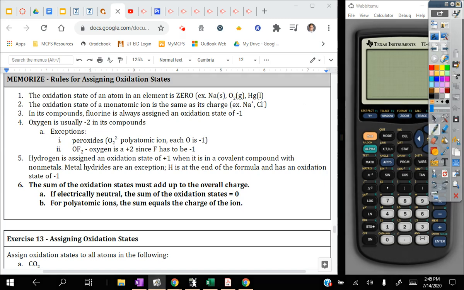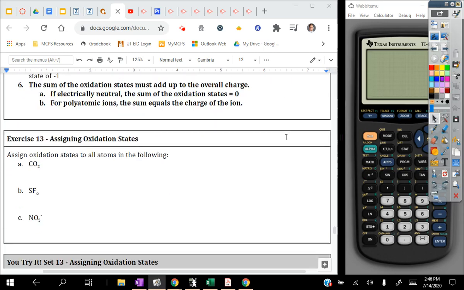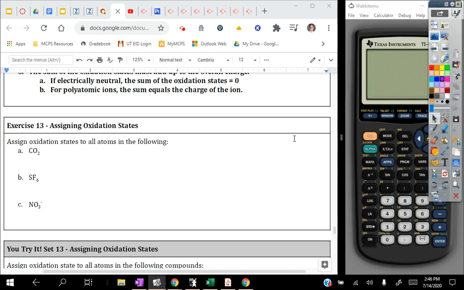In bold, and it's the last step or rule for oxidation states, the sum of oxidation states must add up to the overall charge. So if something is electrically neutral, the sum of the oxidation states is 0. For polyatomic ions, the sum of the oxidation states is equal to the charge. So let's find some oxidation states in the following atoms. Here we have CO2. Oxygen, as we said, is a -2. But I have 2 oxygens. So here's for oxygen number 1, here's for oxygen number 2.